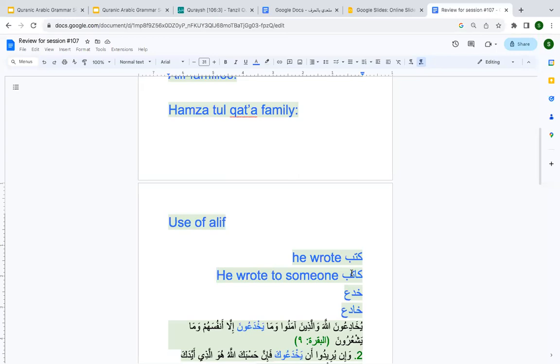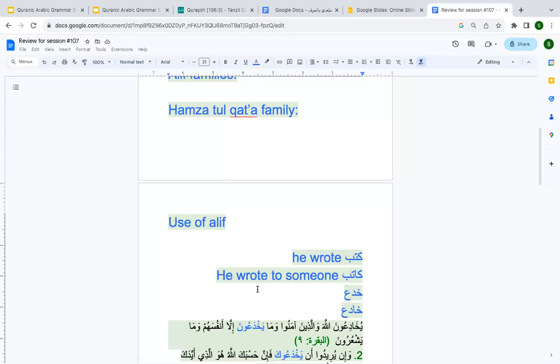So, kataba, he wrote, and it can be he wrote in his diary, he wrote in his book. Did it involve other than his book or any other person? But when you say kataba, it implies he wrote to someone. Is there anyone else involved? Are the two parties involved?